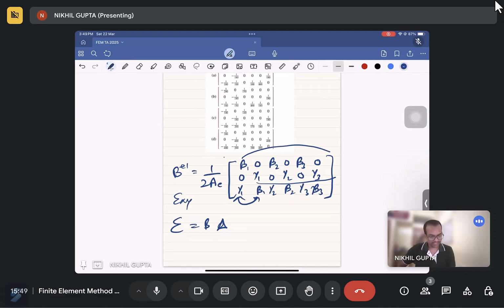This is epsilon xx. So in epsilon xx, y terms will not be there, so we have made it as 0. For epsilon yy, the x terms will be 0, and gamma 1, gamma 2, gamma 3 will be there. For epsilon xy, we take both the terms, del u by del x and del v by del y. So it is related to that, that's why we keep it like this. Okay, understood.